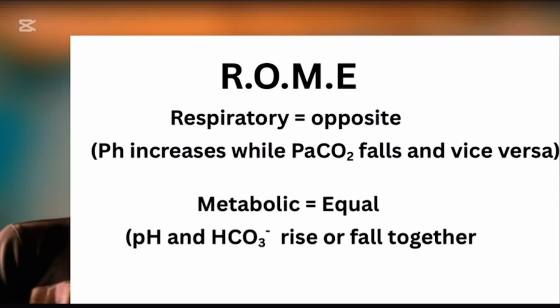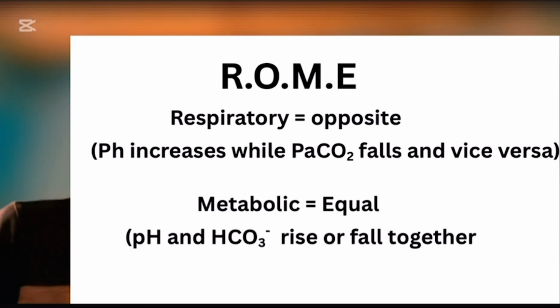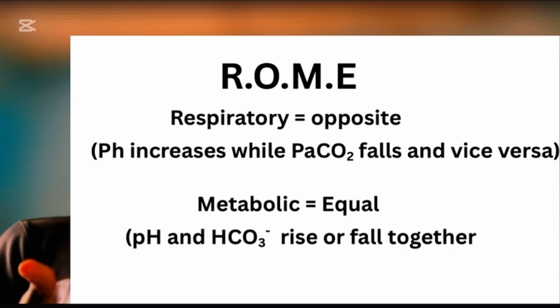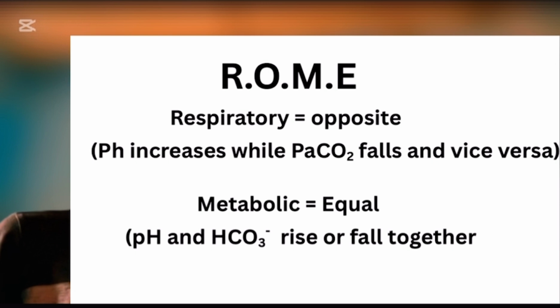Remember in our last video we said that carbon dioxide is related to lung function, while bicarbonate is related to kidney function. On the other hand, we have the metabolic part of the ROME. The M-E states that when there are metabolic problems, the parameters are equal. That is, they go in the same direction. For example, pH and bicarbonate levels will either fall or rise together. There is no difference between them.